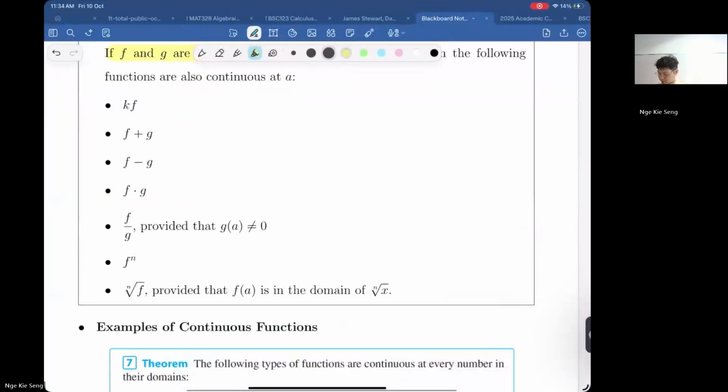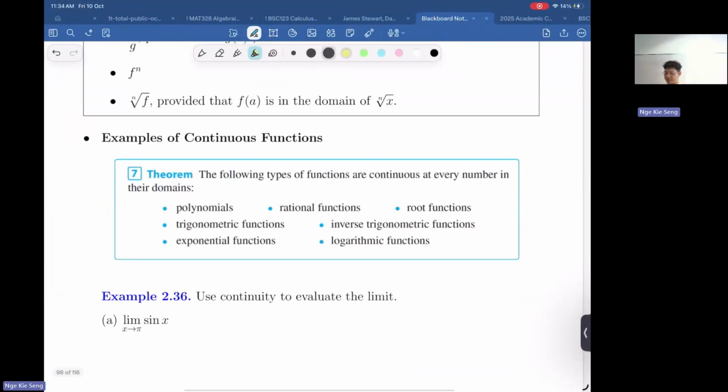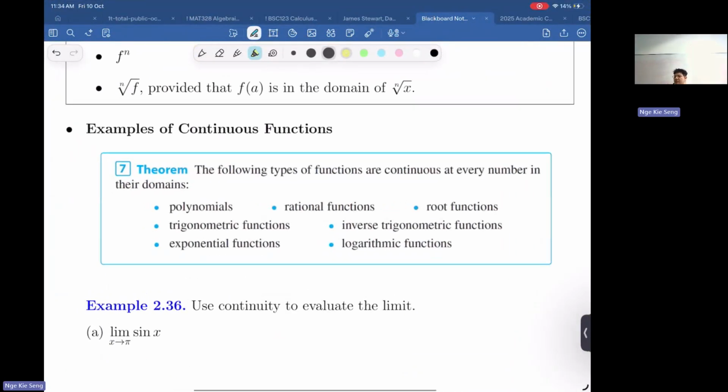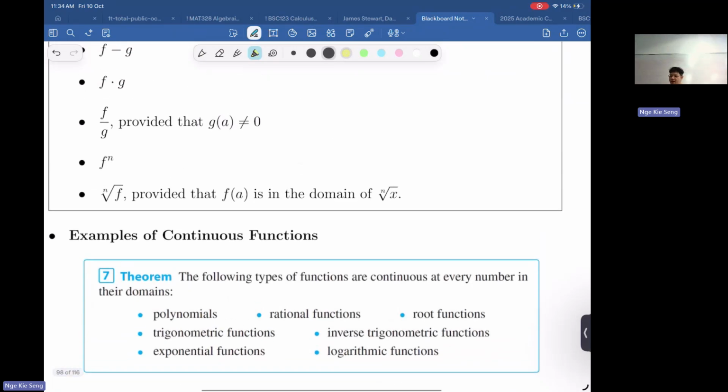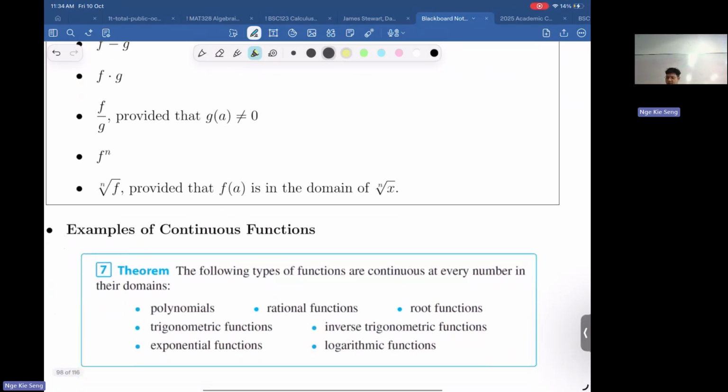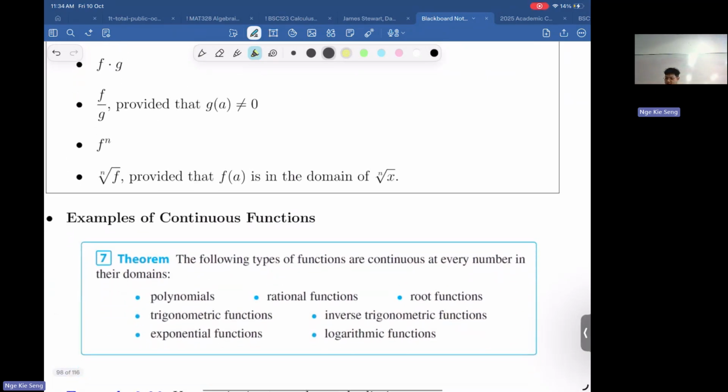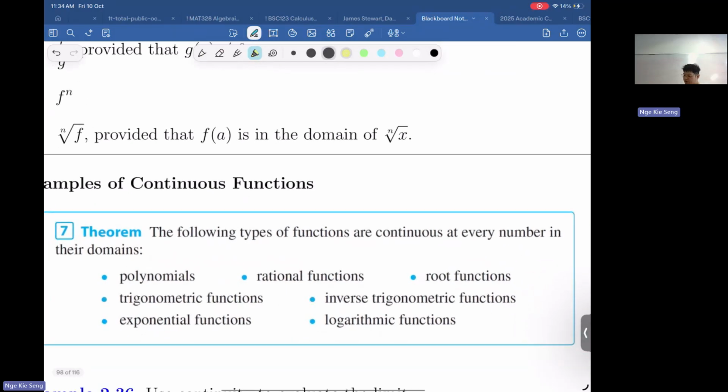Okay. So examples of continuous functions. Now you can add, divide, multiply, scalar multiply, and then take nth roots. So these are the continuous functions again: polynomials, rational functions, root functions, trigonometric functions, inverse trigonometric functions like arctangent and arcsine, for example, exponential functions, and logarithmic functions. These are all continuous functions, and they are continuous on their own domain.